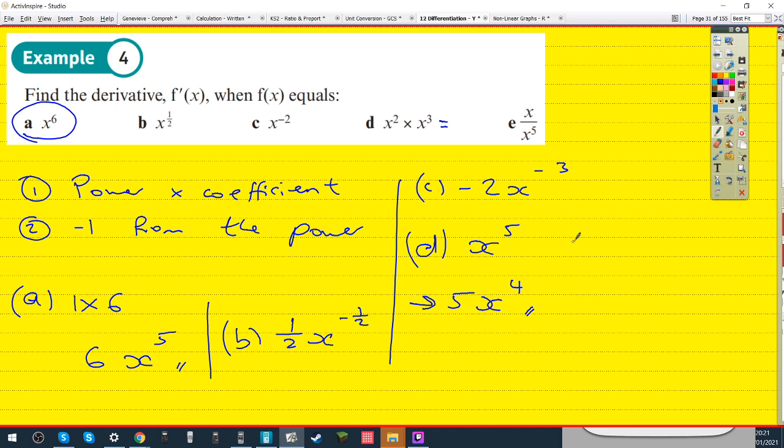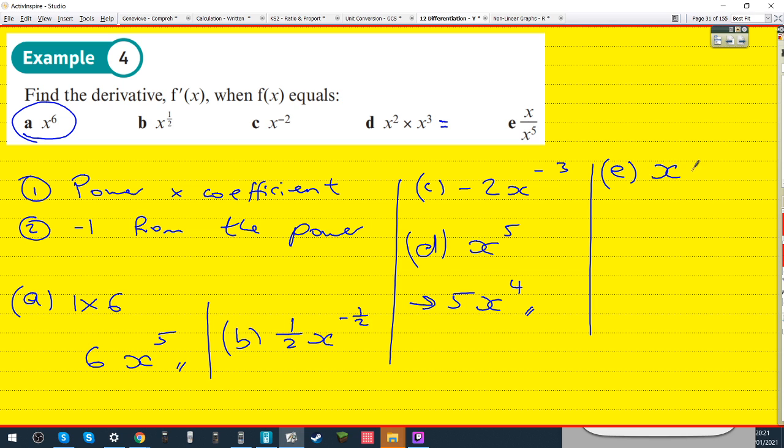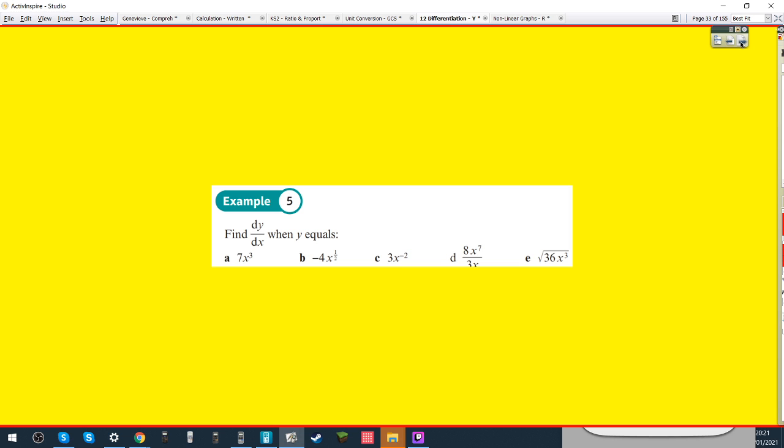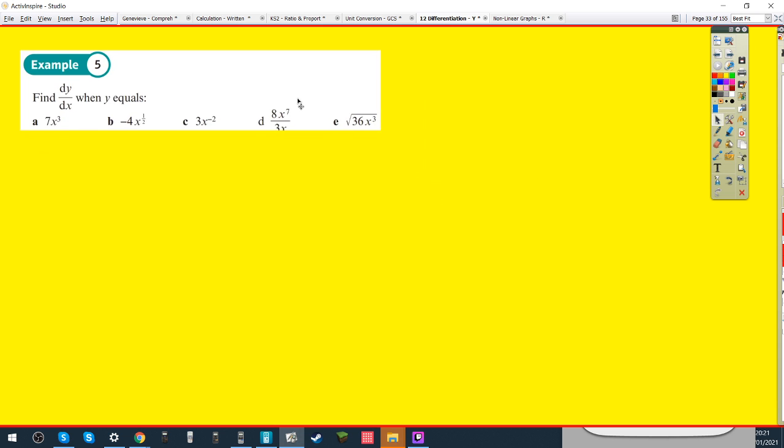And part E. Would it be x to the power of minus 4, or would it be minus 5? Correct. And it'd be minus 4x to the power of minus 5. Well done. Very good. So we did fraction, we did negative, we did normal.